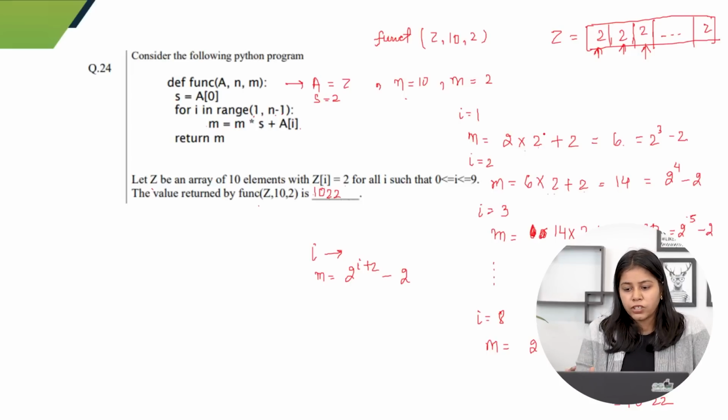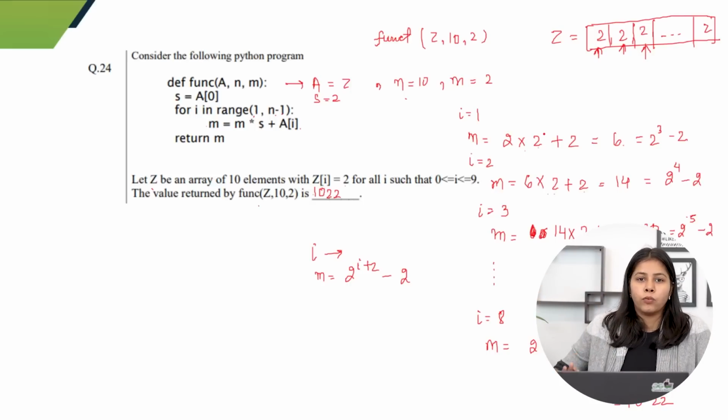We have to find a logic behind that, or we have to form a sequence, because here they have given me n equals 10. They can take any other value for n, and then it would be difficult for us to find out by finding the value for i equals 1, 2, 3, 4, 5, each of the values. So that's why we get the logic that m would be 2 to the power i plus 2 for the ith value, for the ith loop. Okay, so 1022 is the answer.